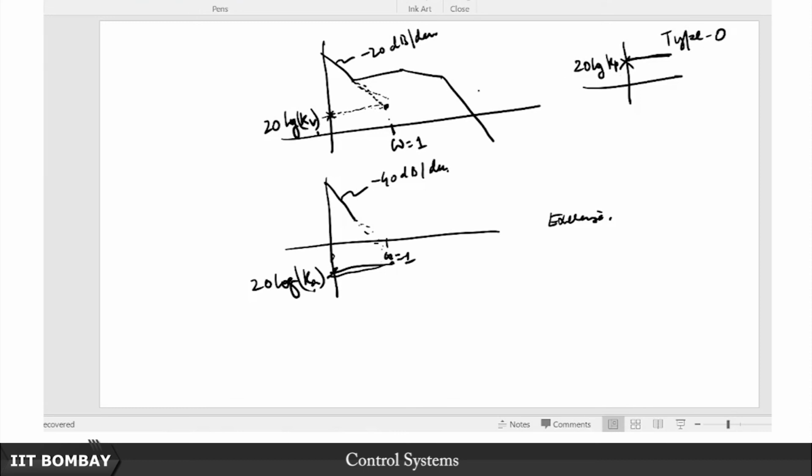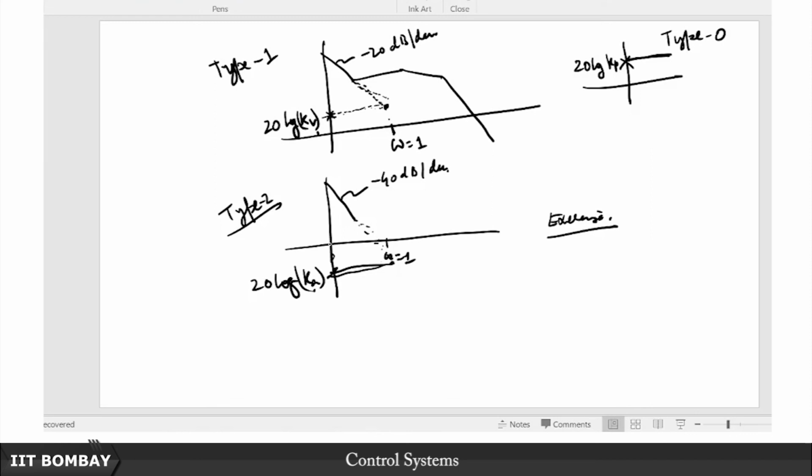So this is for type 0, you read the position error constant, for type 1 you read the velocity error constant, and for type 2 you read the acceleration error constant. It is the same thing. So you take this as an exercise to verify or convince yourself that this works for a type 2 and therefore by extension for a higher type system.